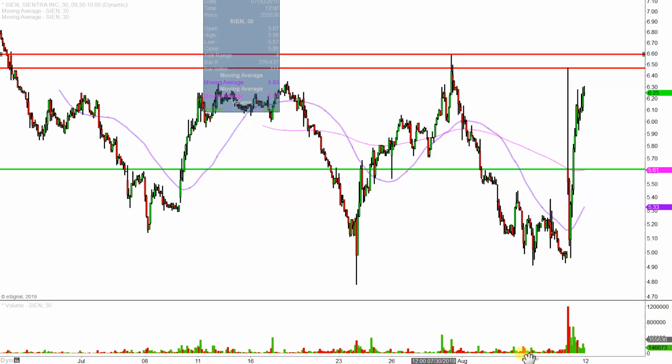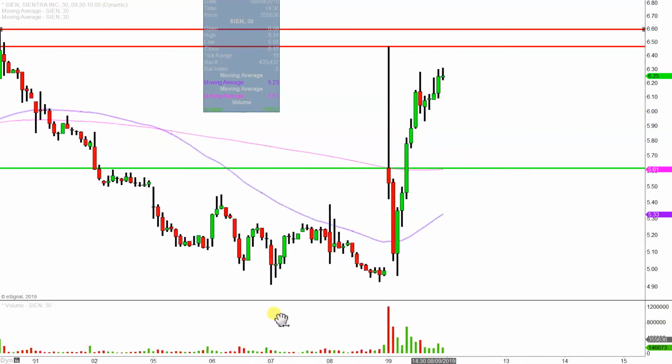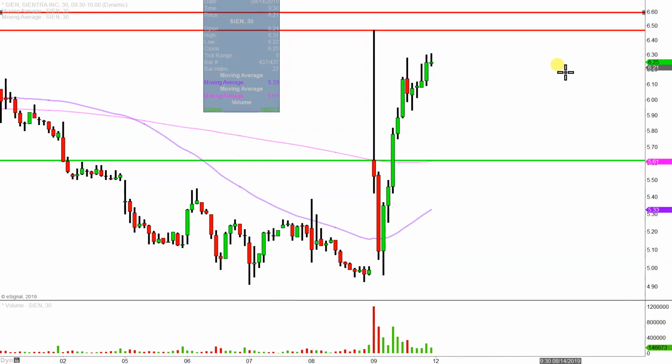All in all, though, look at it, great volume today, great price movement. Now it's just a question of can the bulls build upon this momentum going forward?